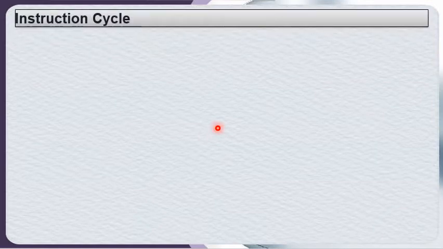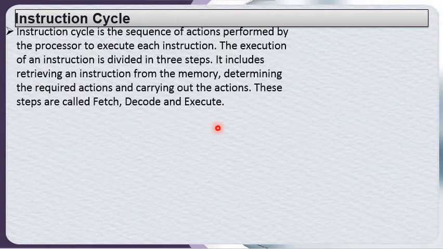Instruction cycle. What is an instruction cycle? Whenever a computer is performing any operation, a sequence of steps or actions is carried out. This sequence of actions is performed by the processor to execute each instruction. So whenever this sequence of steps is performed by the processor, those steps are known as an instruction cycle.